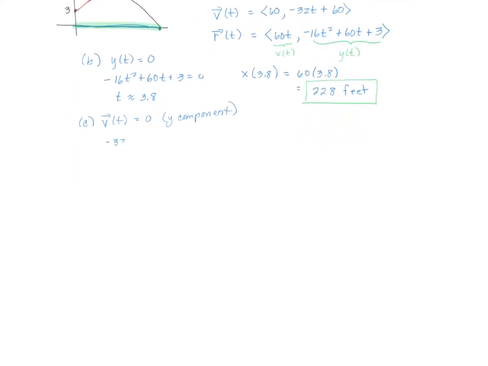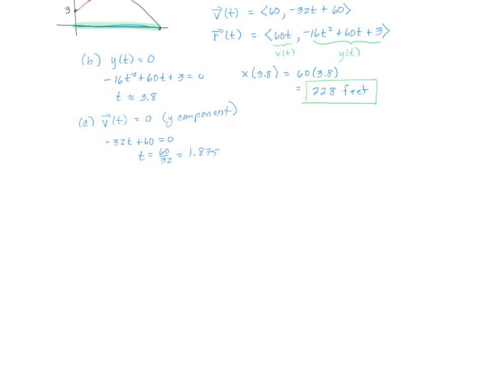Which would be the negative 32t plus 60, set that equal to 0. So minus 60 divided by negative 32. I have that at t equal to 60 over 32, which I don't have to round, 1.875. So at 1.875 seconds, that's when this object's going to hit its maximum height.